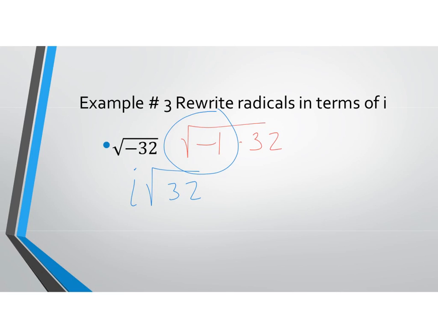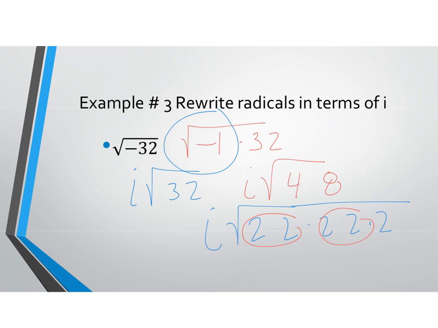I need to just simplify the square root of 32 like any normal radical. I can break it down to 4 times 8, but I can keep breaking that down: 4 breaks down to 2 times 2, 8 breaks down to 2 times 2 times 2. I have 2 sets of pairs. If I take one out, that will leave me with 2 2's on the outside and the i. That gives me 4i square root 2.